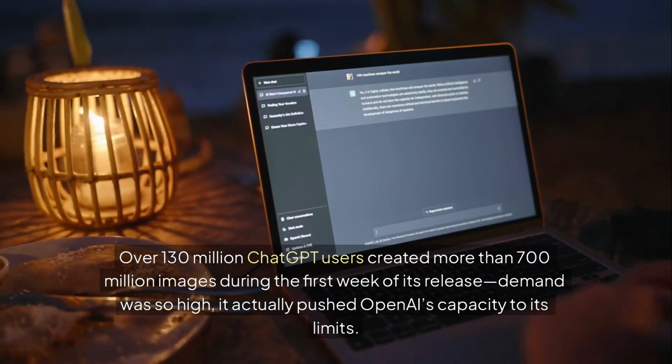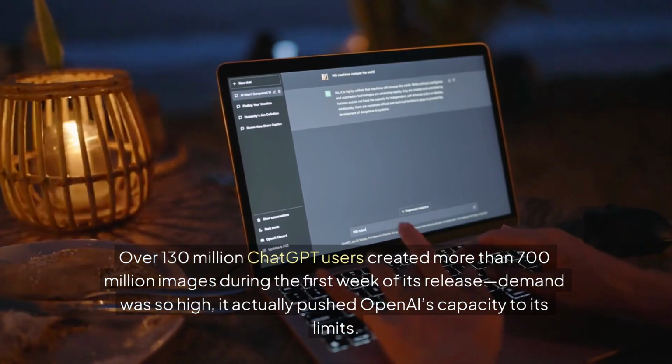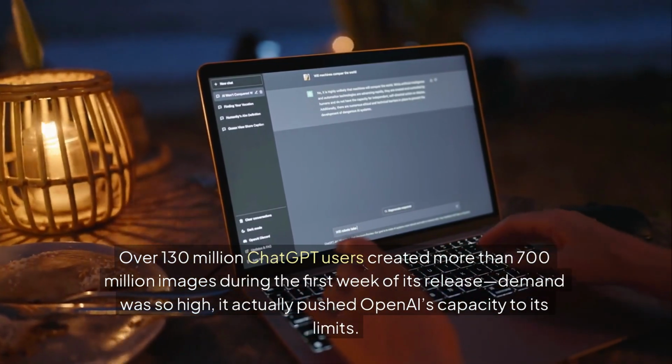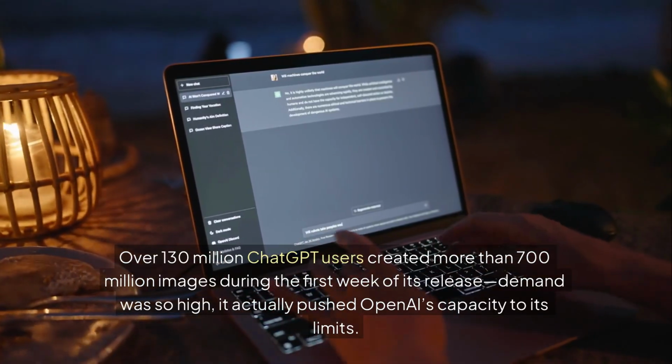Over 130 million ChatGPT users created more than 700 million images during the first week of its release. Demand was so high, it actually pushed OpenAI's capacity to its limits.